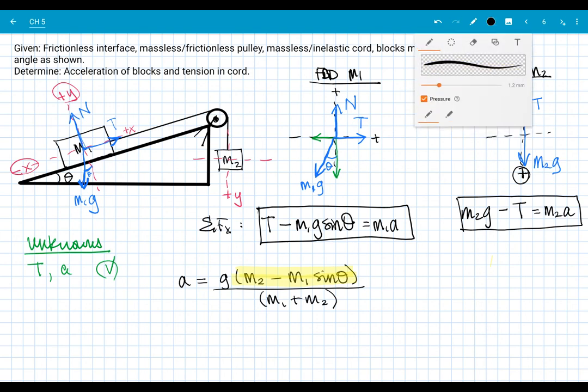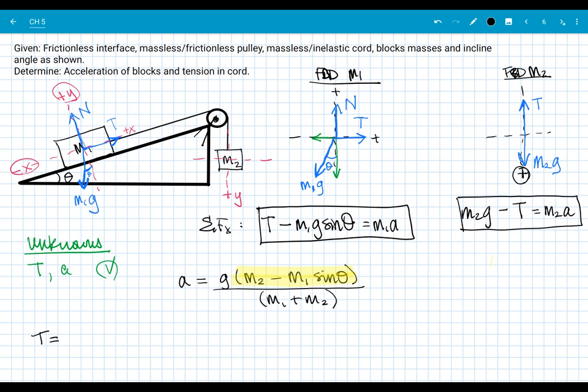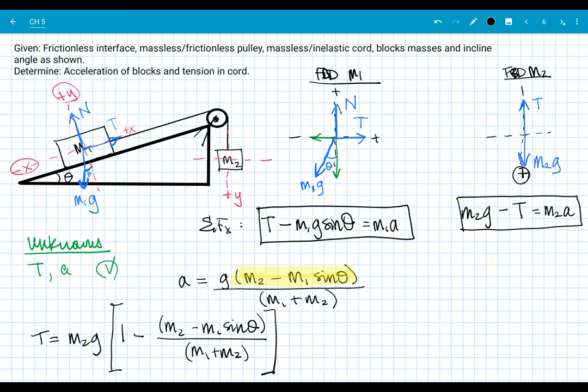This problem is also asking you to express tension, and what you should get for tension, again, this is algebra party, is simply m2g multiplied by, pretty big expression here, 1 minus m2 minus m1 sine theta. So you'll recognize this from your acceleration over m1 plus m2. So there we found both our acceleration and tension as requested in the problem.